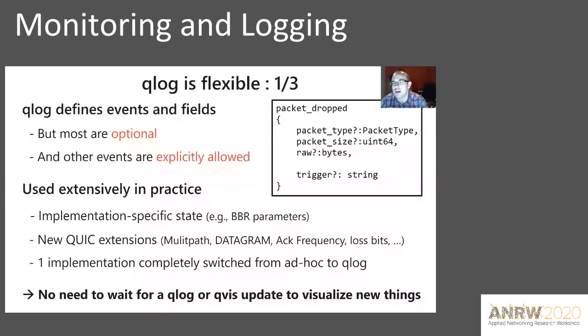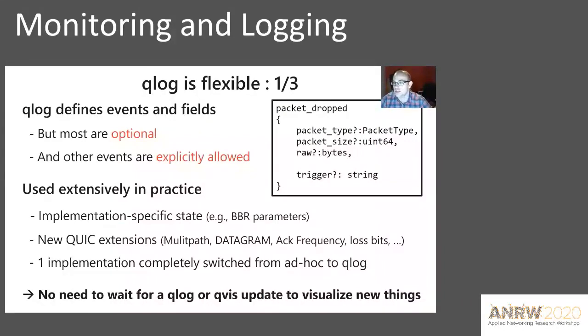This means it's very easy to leave out some of the events you don't want to log, or indeed to add new ones if you need something specific for your implementation, as we've seen, for example, with multipath as well. And this has been used extensively in practice. I think most QUIC users actually log their own kind of dialect of QLog. The nice thing about that is they can do this without having to wait for me to update QLog or even QVIS, because the tools were made with this flexibility in mind, and they will simply show new events or new packet types or new frame types in QUIC as they are. So people have been able to iterate on this really quickly.